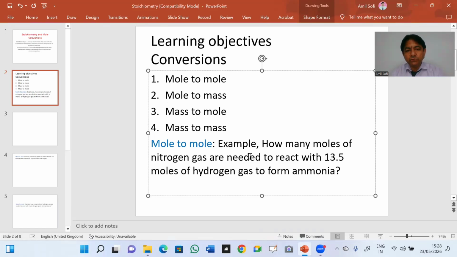The example is: how many moles of nitrogen gas are needed to react with 13.5 moles of hydrogen gas to form ammonia? So we have to see how many moles of nitrogen are needed so that they react with 13.5 moles of hydrogen to form ammonia. So let's see how we can do this.